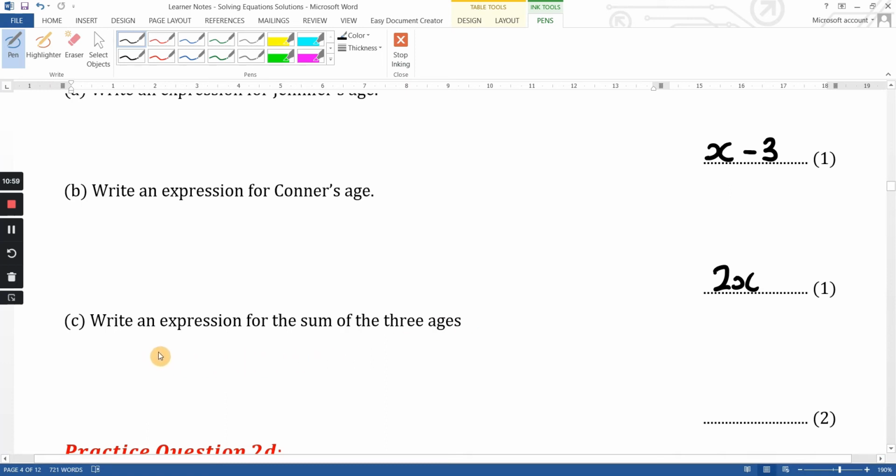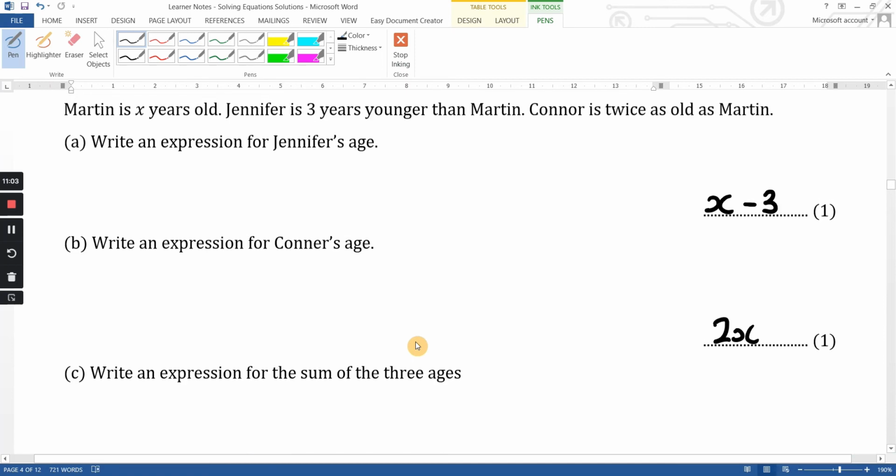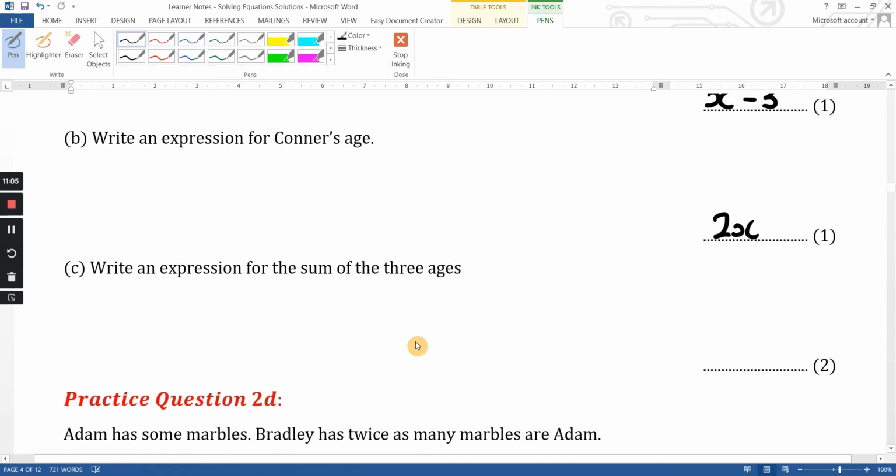And for part C, write an expression for the sum of all 3 ages. Well, that's just adding them up. Yes, sum means you add them all up. So x plus x minus 3 plus 2x. We'll have to simplify this. So 1x plus another x is 2x, plus another 2x gives you 4x, and we still got minus 3.